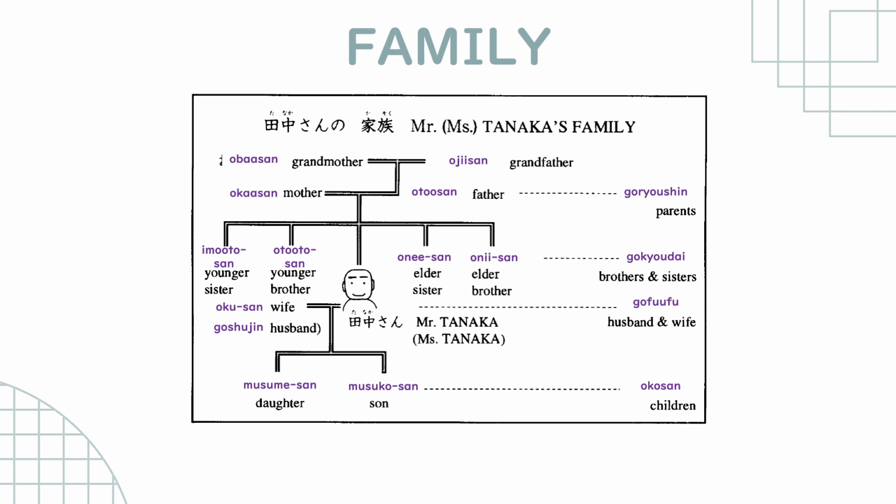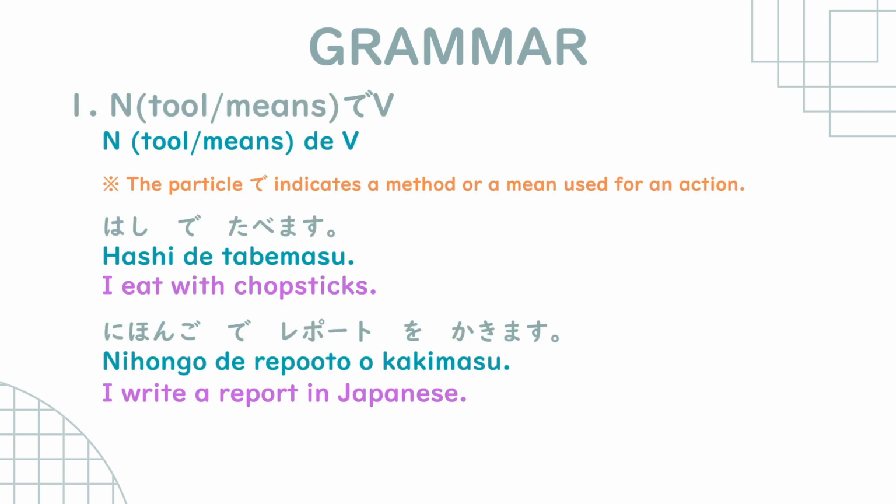First grammar for this lesson, we have noun de verb. Okay, so noun here is a tool or a means, or a method. De verb. So the particle de indicates a method or a means used for an action. So for example, you eat with chopsticks. You say hashi de tabemasu. Hashi means chopsticks. Tabemasu means to eat. So hashi de tabemasu. I eat with chopsticks. Okay?